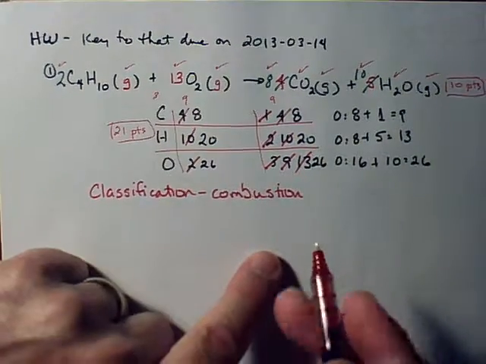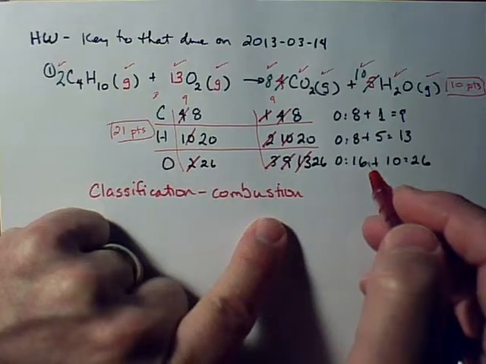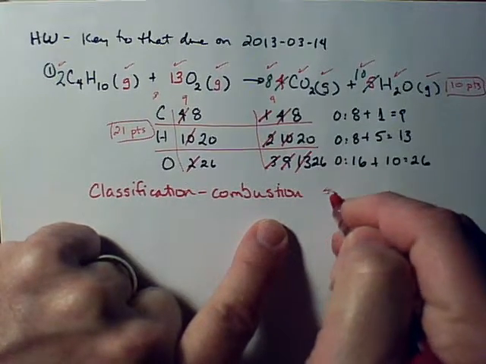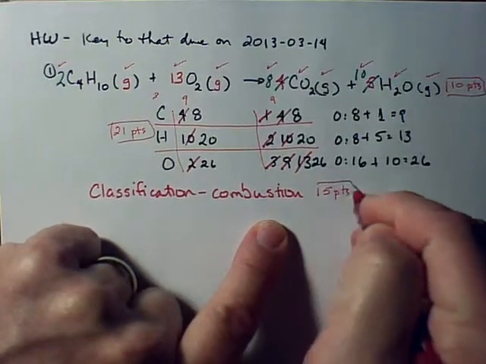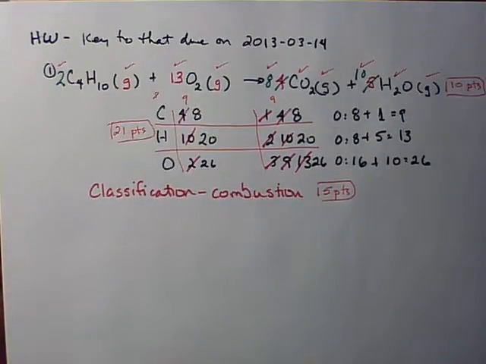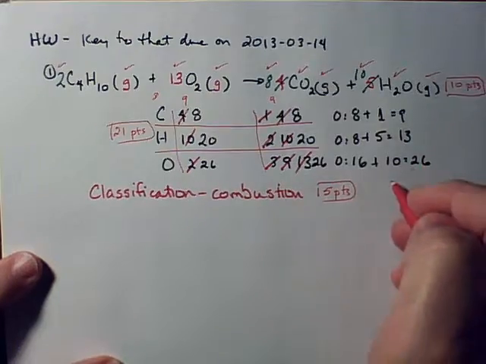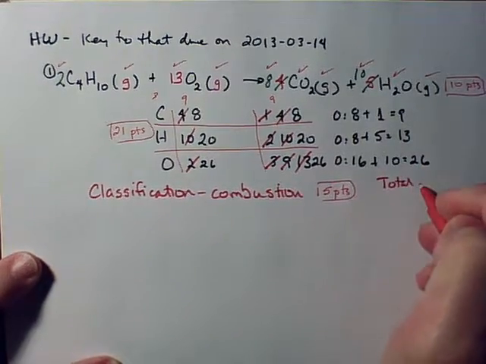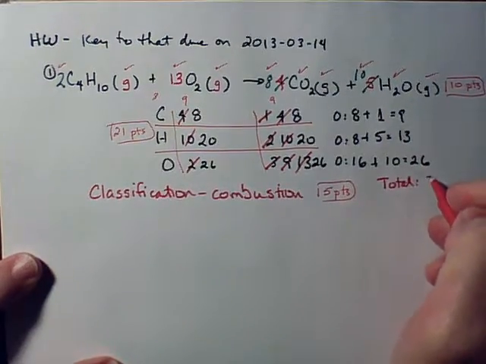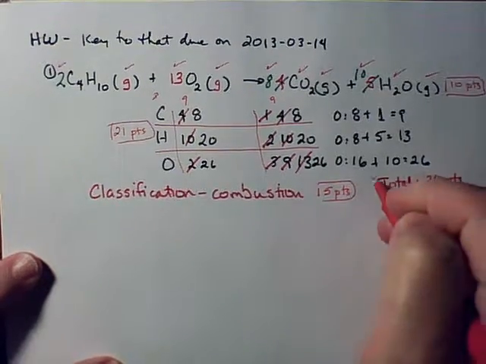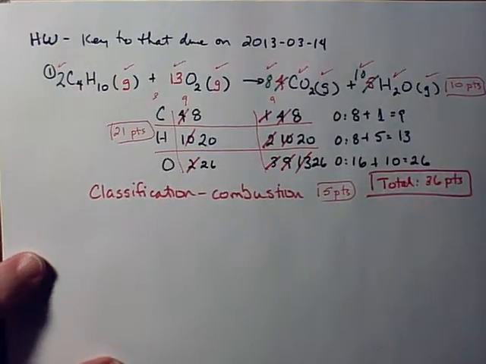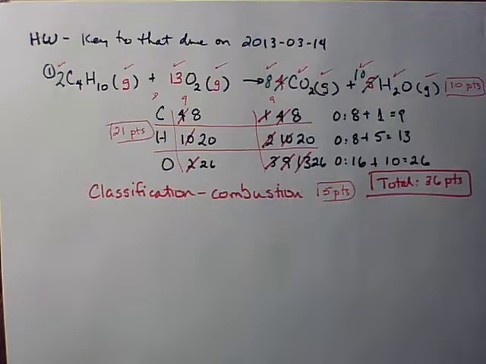And then the classification of combustion. Let's give that 5 points. So that problem total would be 36 points. All right. What now?